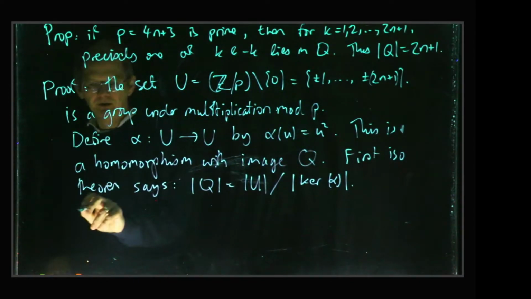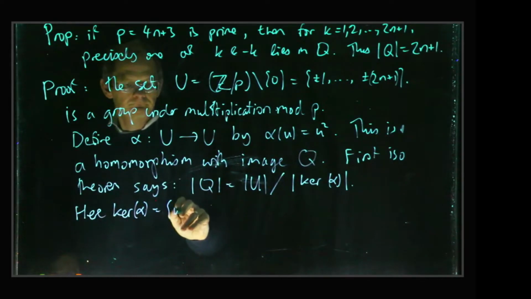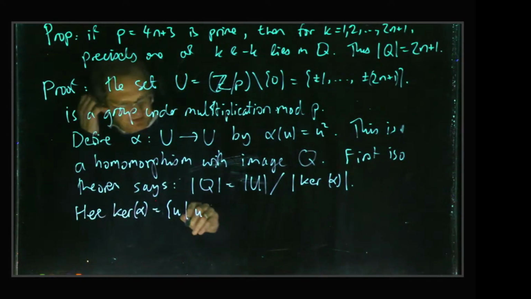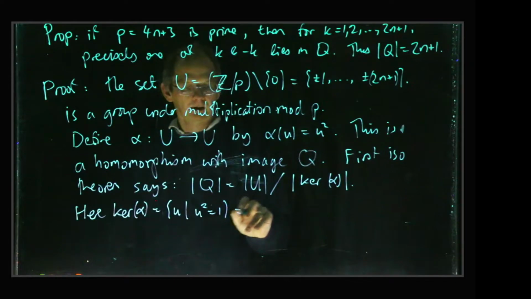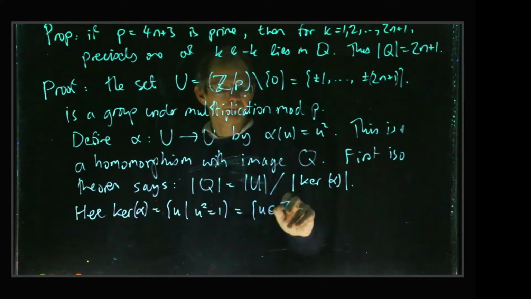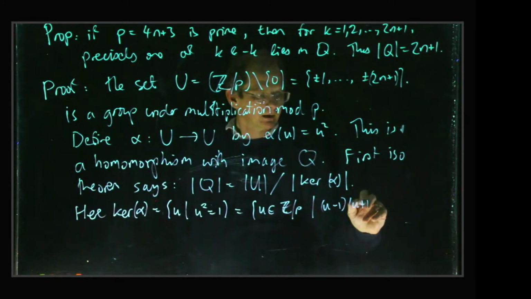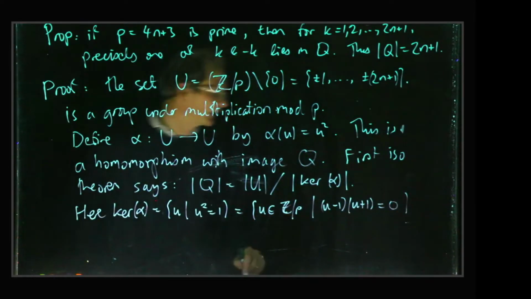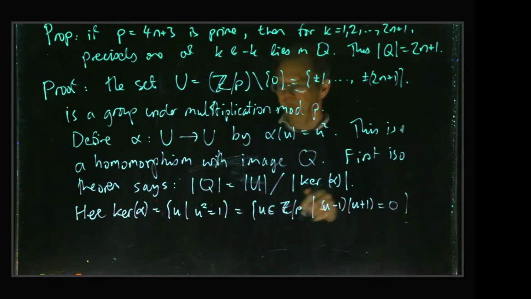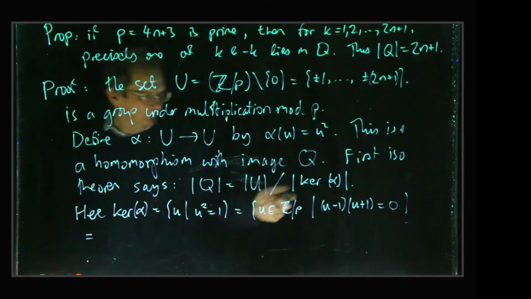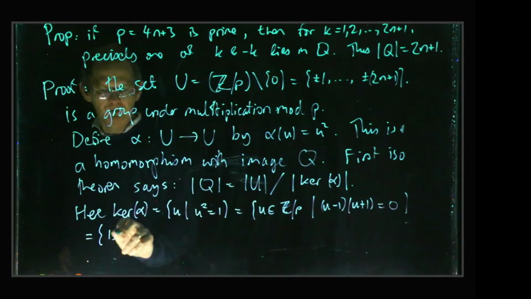And so what is the kernel? This is the set of things u for which u squared equals 1, which is the set of u in Z mod P where u minus 1 times u plus 1 equals 0, right? Because u minus 1 times u plus 1 is u squared minus 1, and so u squared equals 1 is equivalent to this. Because we've got a field, every non-zero thing is invertible. We see that this is just the set 1, minus 1.